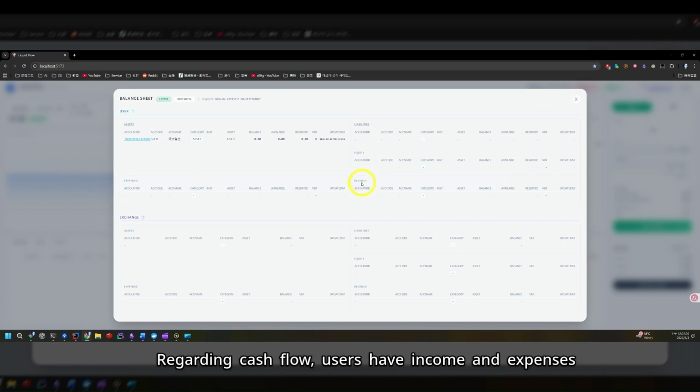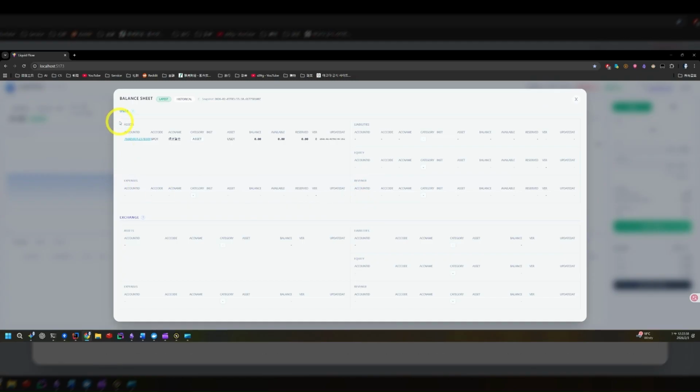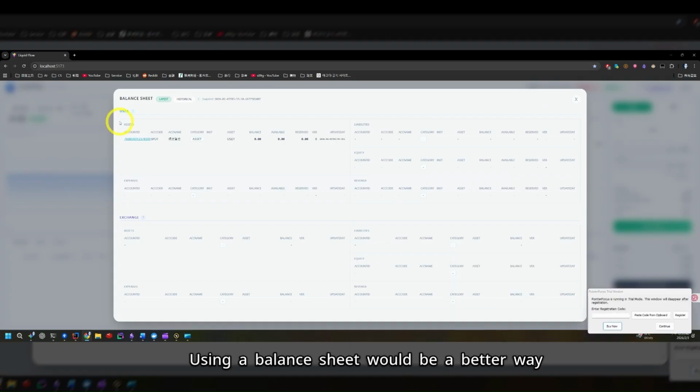Regarding cash flow, users have income and expenses. There are also various related accounts in these parts. So using the usual way to display these accounts is not very intuitive. Using a balance sheet would be a better way.